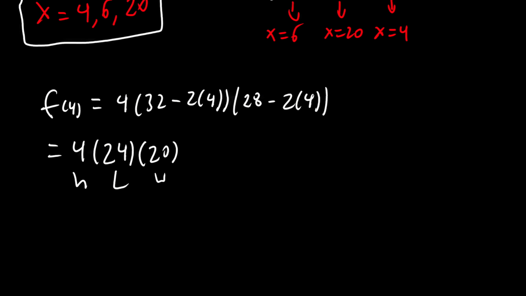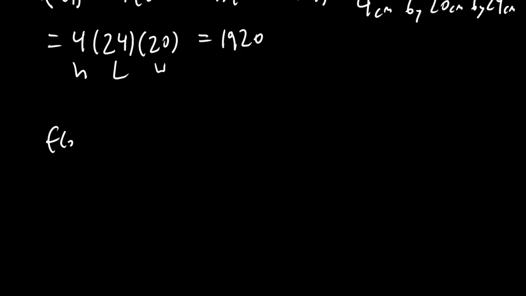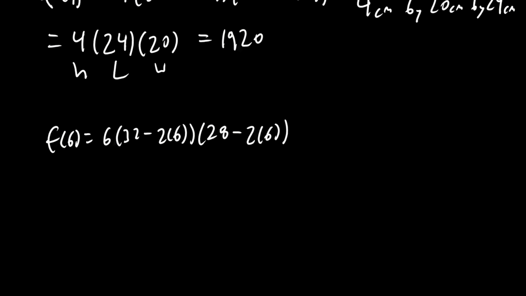And plugging this into our calculator, multiplying the three together gives us 1920, meaning that one of the possible dimensions is 4 centimeters by 20 centimeters by 24 centimeters. But this is just one of the possibilities. We still have two left. What if we try f of 6? This equals 6 times 32 minus 2 times 6 times 28 minus 2 times 6, which equals 6 times negative 2 times 6, which is negative 12.